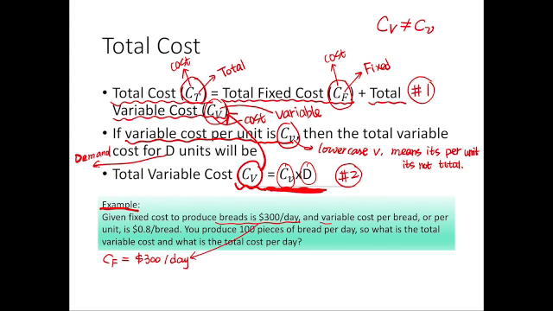And the variable cost per bread. Variable cost per bread, what does it mean? It means this is the C lowercase v, because it's per bread, per unit, okay? It's not total. Per unit, not total. So you can write C lowercase v is what? Is $0.8 per bread.